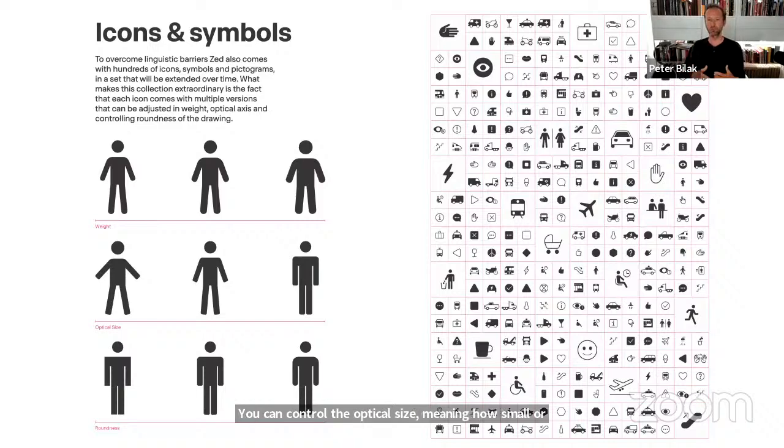The smaller it is, the more open space and white space is inserted in the icon. And then finally, you can control the roundness. So basically, you can control the visual appearance and tune it to the specific context of what you're designing.